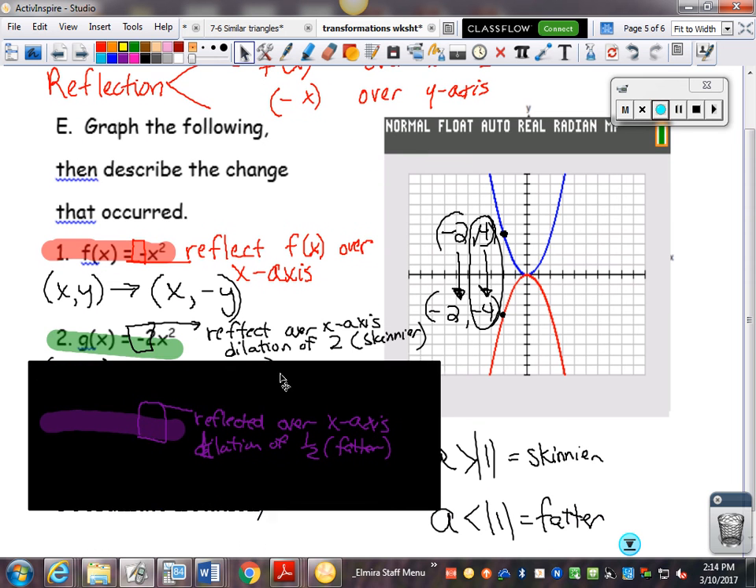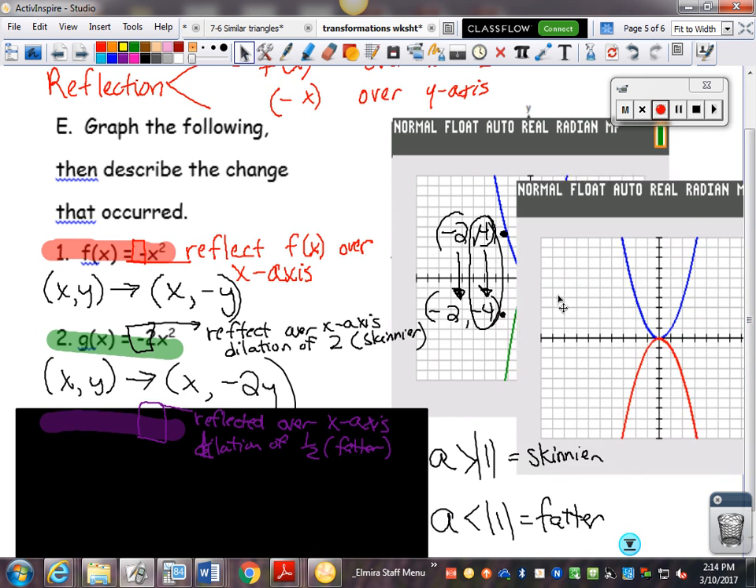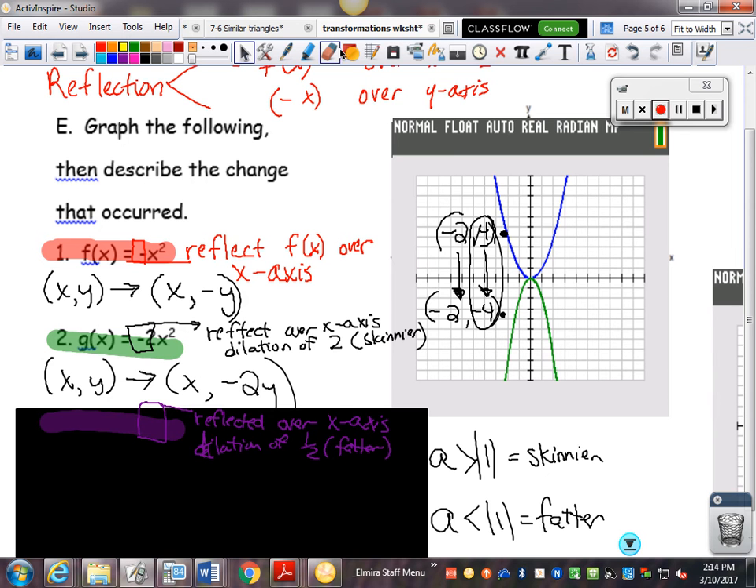So looking at the green function now. Here, this is our original blue x squared. The green one, you're going to notice, not only did it flip over, reflect over the x-axis to open downward, but the 2 made it skinnier. So that's what the dilation is.